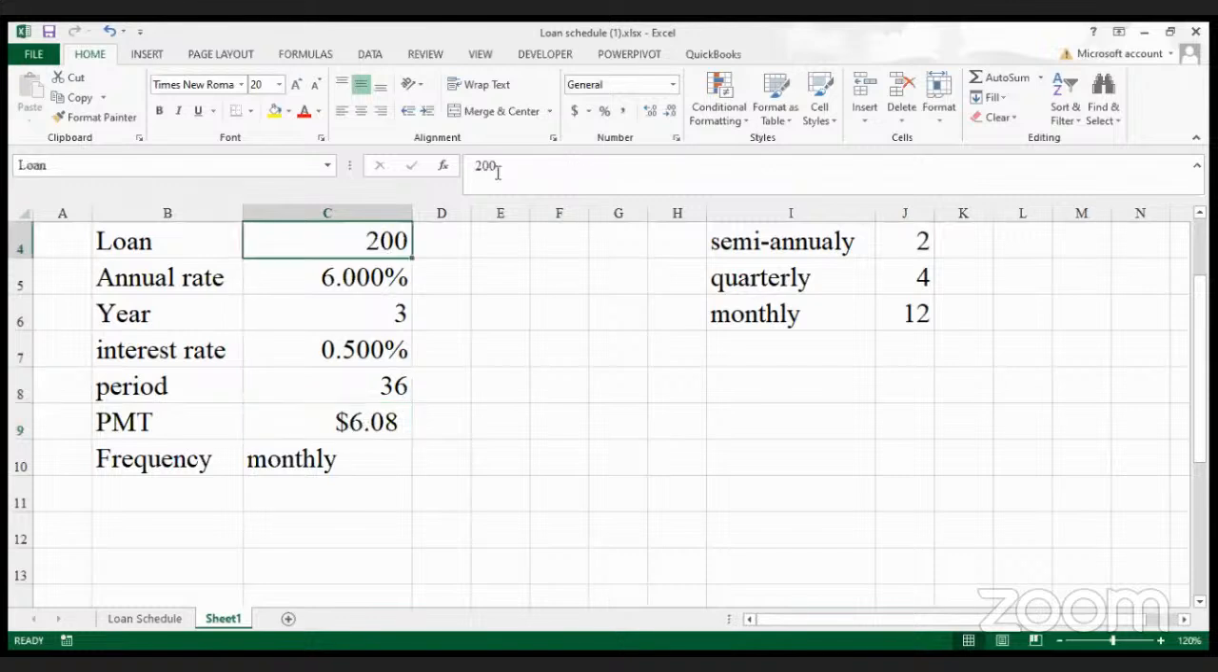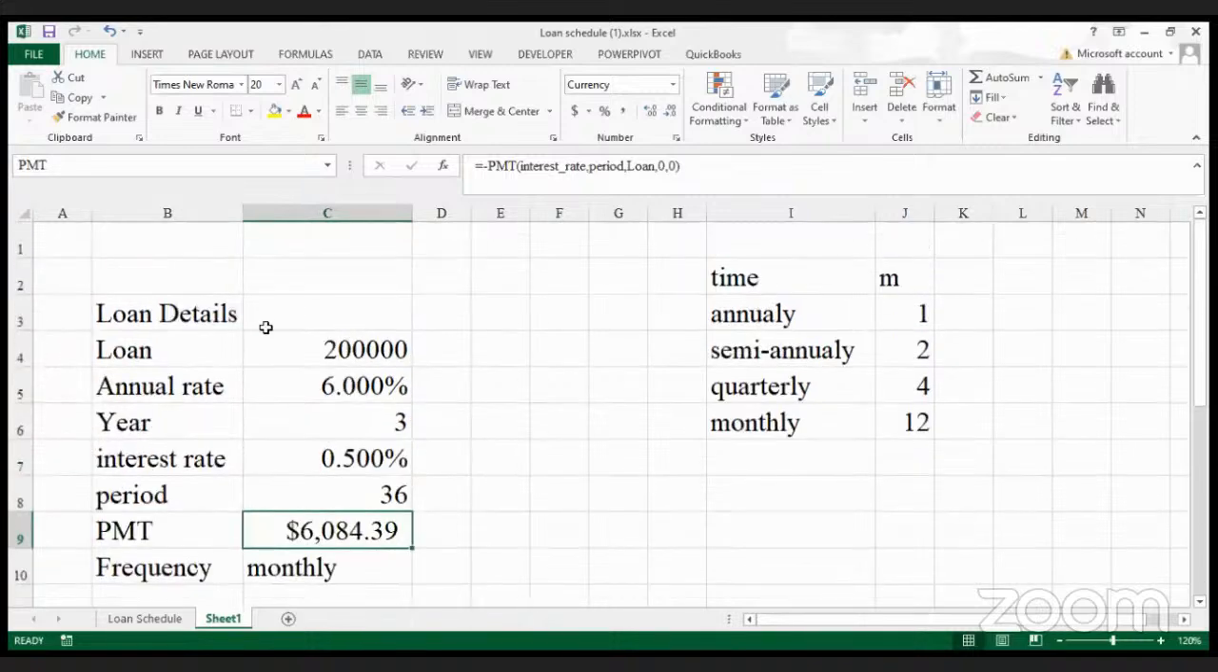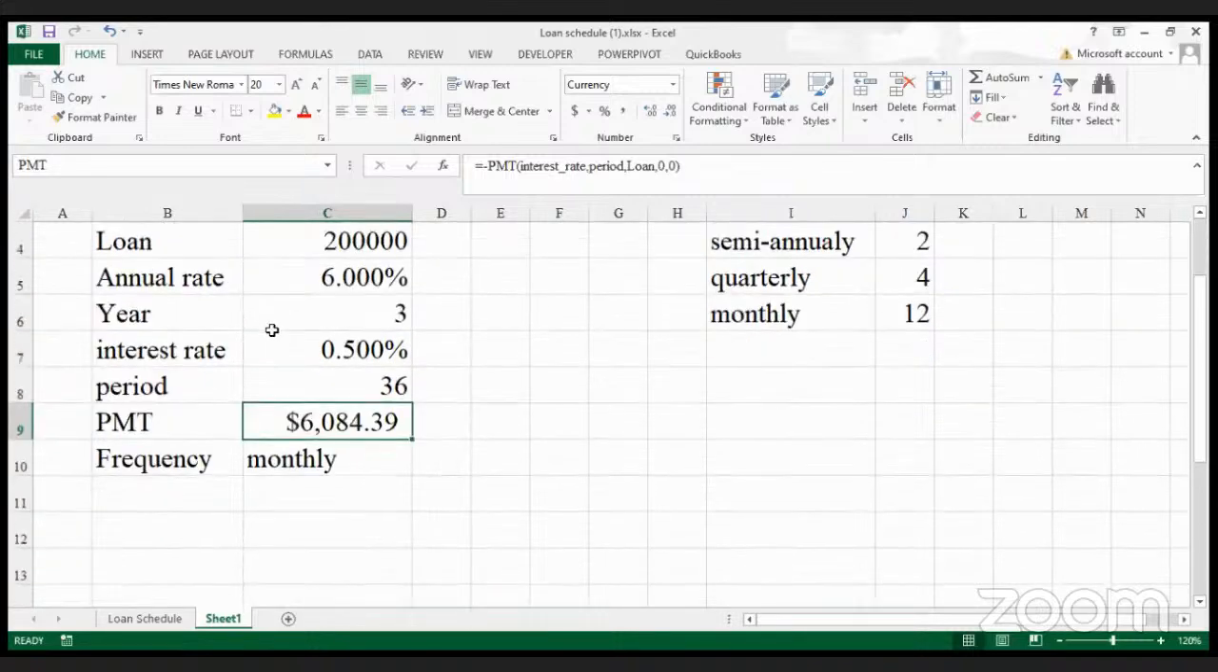So if I now increase the loan amount to 200,000, then that is what we are getting as the periodic payment. So you will have to pay this amount for how many months? For 36 months. We'll have to pay this amount for 36 months for you to pay back the entire loan. So that's the first part of the loan schedule.